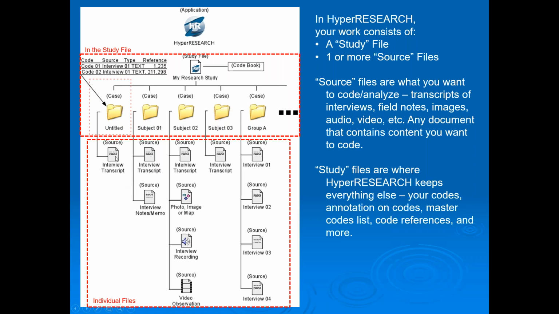These are documents on your computer: Word documents, RTF documents, OpenOffice documents, PDF files, image files, video clips, audio clips. These are other documents on your file. And when you open one of those documents in HyperRESEARCH and apply a code from your master codebook to a section of that document, it records a code reference or a reference on the current case.